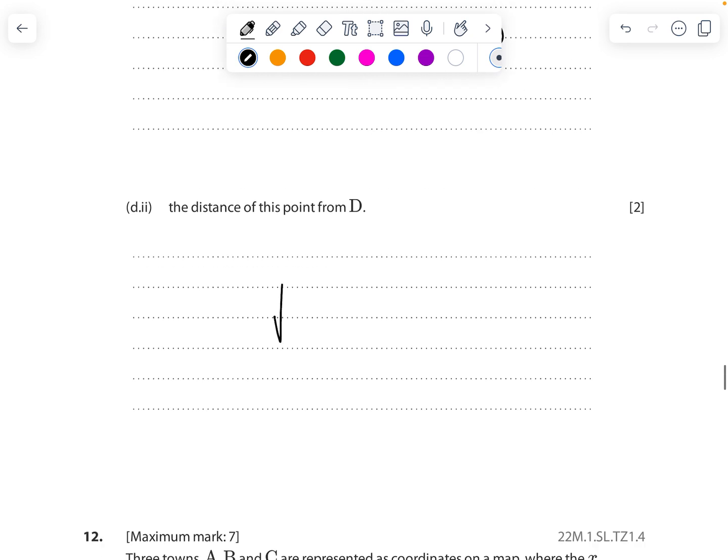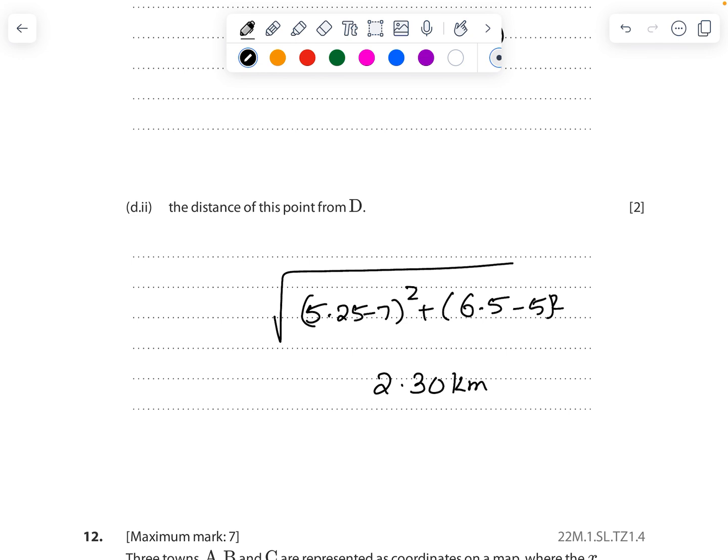Find the distance of this point from D. So distance will be square root of (5.25 minus 7) whole square plus (6.5 minus 5) whole square, which is 2.30 kilometers.